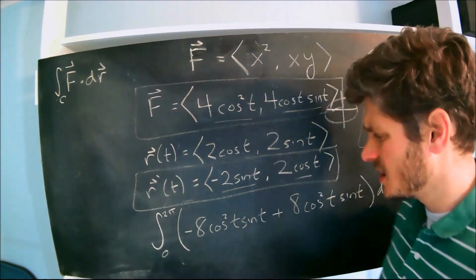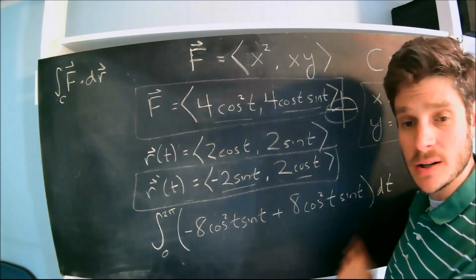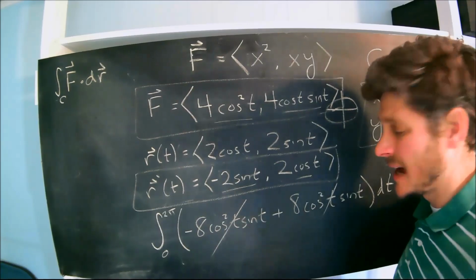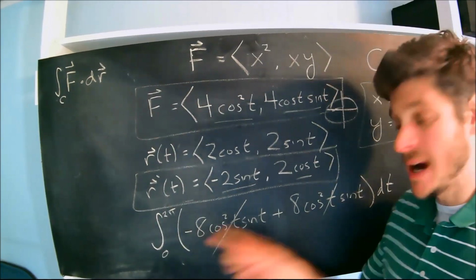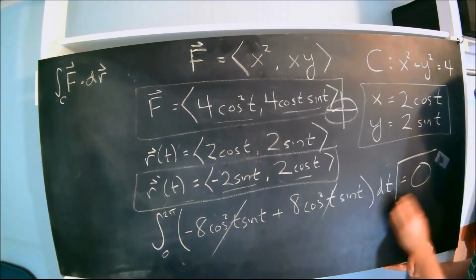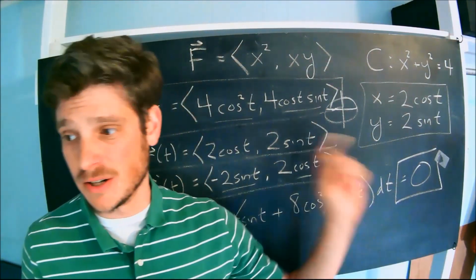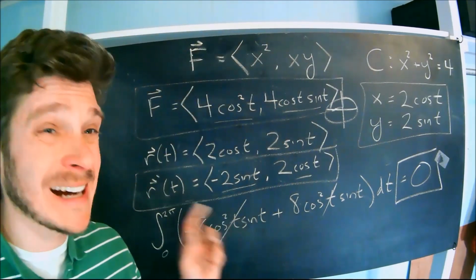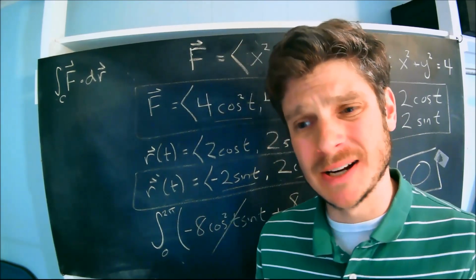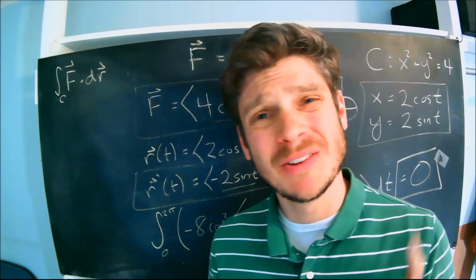Well, can I simplify it a little bit more first? Well, I have minus 8 cosine squared sine and plus 8 cosine squared sine. What's going to happen there? Well, they're going to cancel each other out, right? Minus 8 plus 8 of the same thing is going to be equal to 0. The answer to this problem is 0. When I calculate that dot product, everything cancels out. That means my dot product was 0. Wait a second. What does it mean if my dot product is 0?